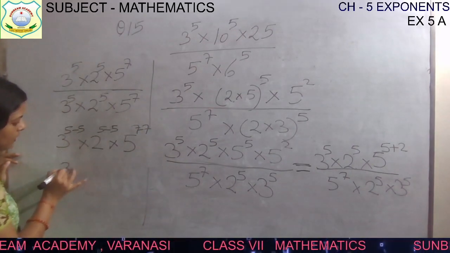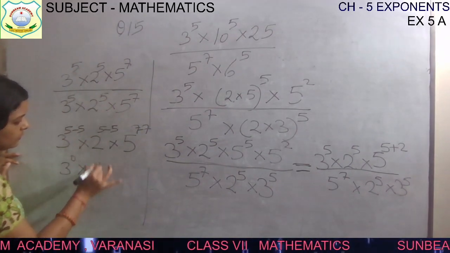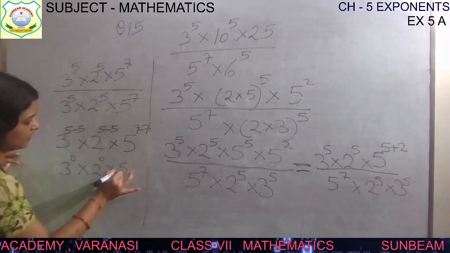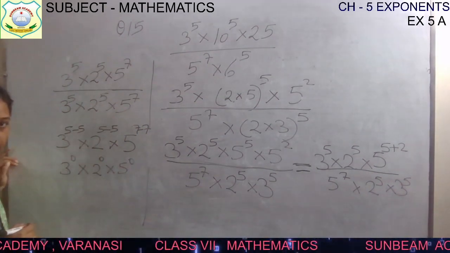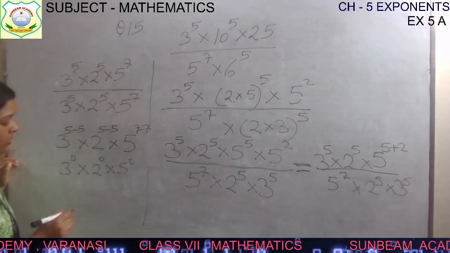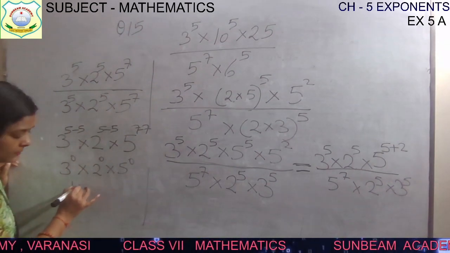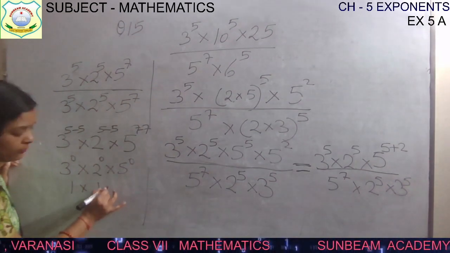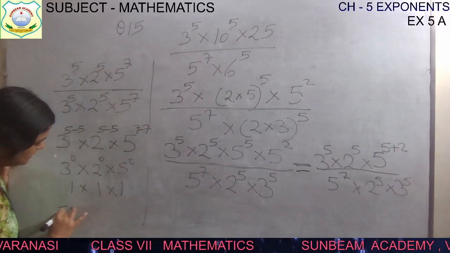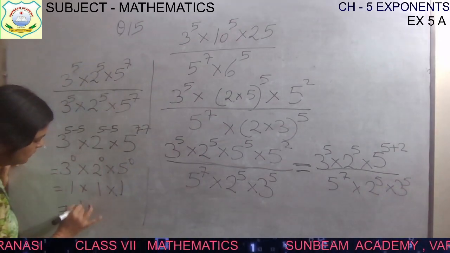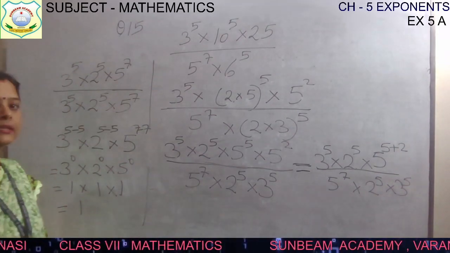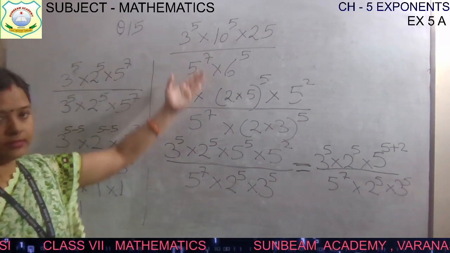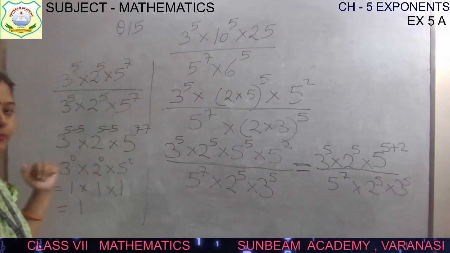So 3 to the power 0 into 2 to the power 0 into 5 to the power 0. What will be the answer? 0? No. 3 to the power 0 is 1, 2 to the power 0 is 1, 5 to the power 0 is 1. So ultimately the answer is 1. Itna karne ke baad answer kya aa raha hai, 1.